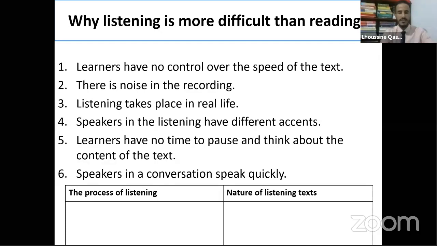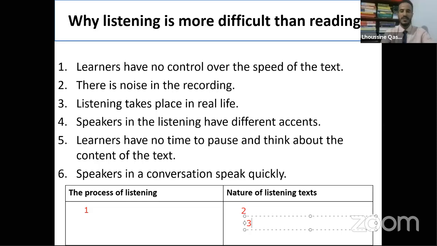Great. So let's write here. So number 1 is here. Sorry. And here, there is noise is number 2. Now, listening takes place in real life. Listening takes place in real life. 1 or 2. Siham said 2. Sibyl said 2. Sarah said 2. Okay. Yes, it is number 2. Thank you. So number 3 is number 2.